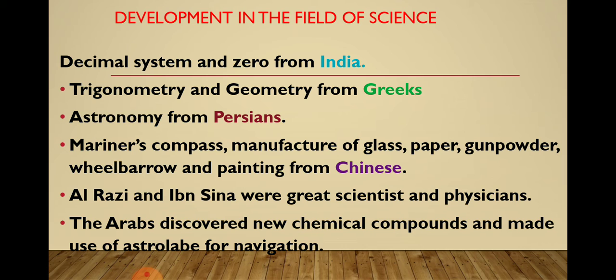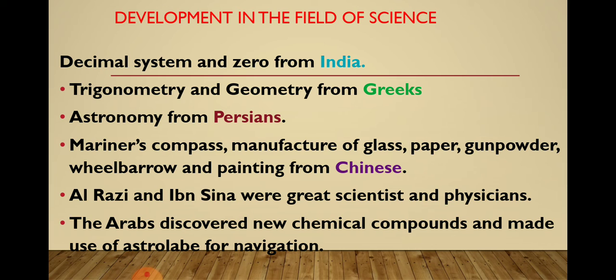So these are the four important things, and along with that, Al Razi and Ibn Sina were great scientists and physicians during that time. The Arabs discovered new chemical compounds and made use of the astrolabe for navigation. The astrolabe resembles a mariner's compass. They used it for navigation.